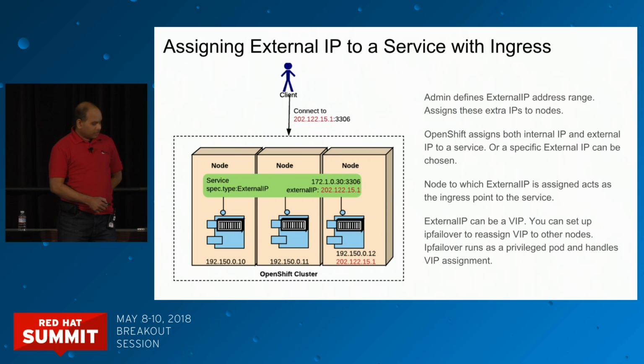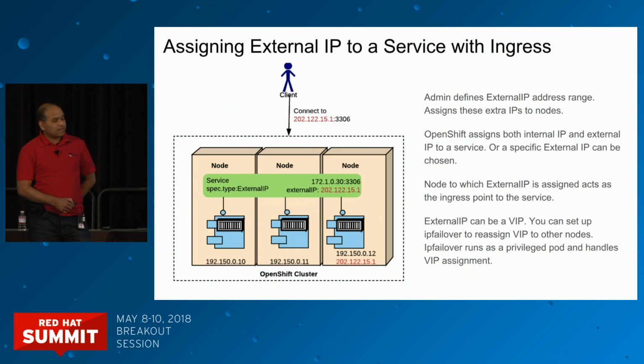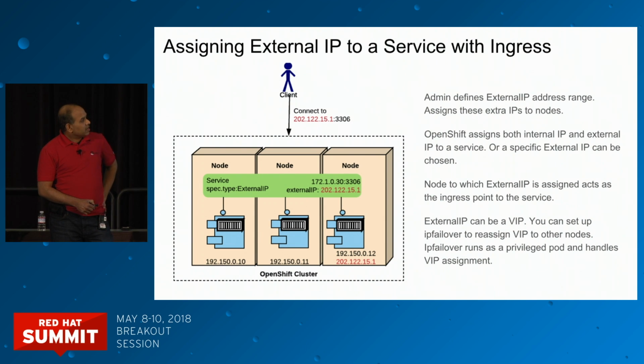Next option is to use type as external IP for your service. When you create a type as external IP, there is some administrative task to do here. It is not as simple as using a router. As an administrator, the administrator defines an external IP address range and assigns those external IPs to certain nodes in the cluster, right? Typically, these could be those infrastructure nodes. And those are extra IPs that are allocated to those nodes on the cluster. Now, when you specify the type as external IP and leave it at that, OpenShift will automatically pick up one of those IPs and add it to your service.